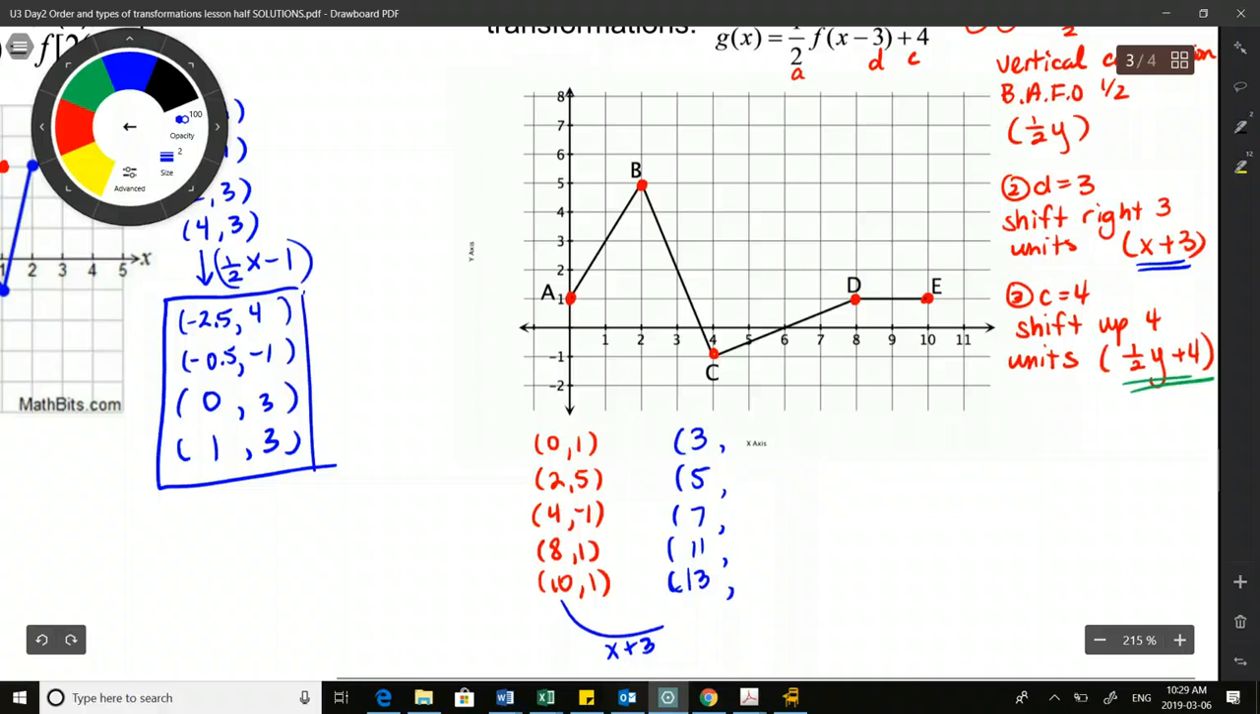Okay, now we're going to take our y's, and we are going to take each of these, halve them and add 4 to them. So half of 1 plus 4, that's just 4.5. Half of 5 plus 4, 6.5. Half of -1 plus 4 is 3.5. 1/2 of 1 plus 4 is 4.5. And same value here.